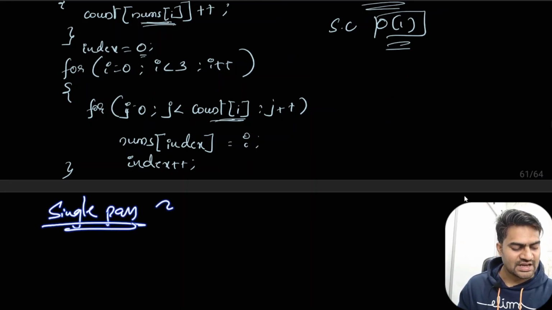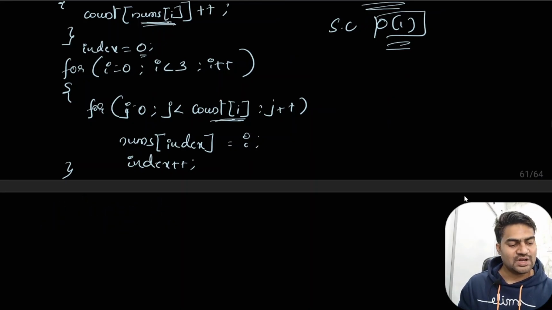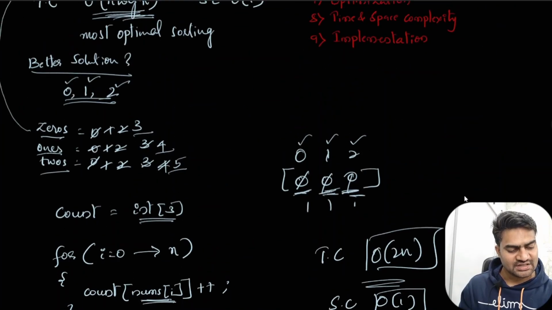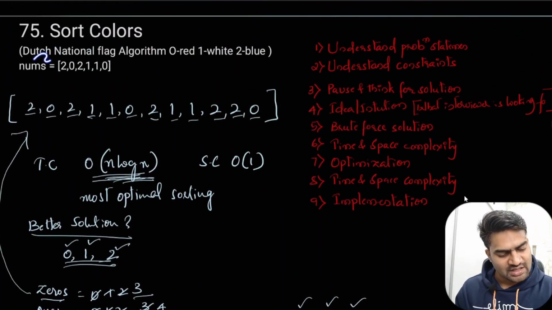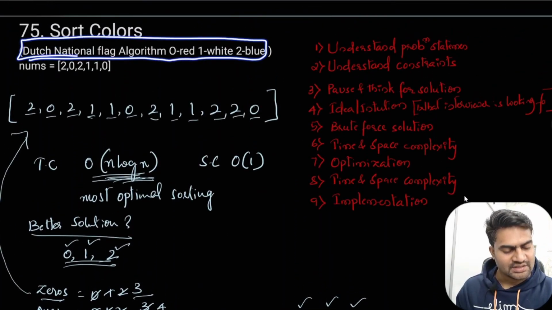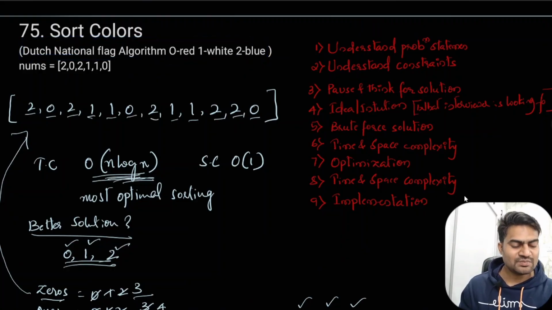Let's see. For that, we will use the Dutch national flag algorithm. This is a very famous algorithm. So we will use that algorithm to solve this particular problem in only one iteration. So how to do that?